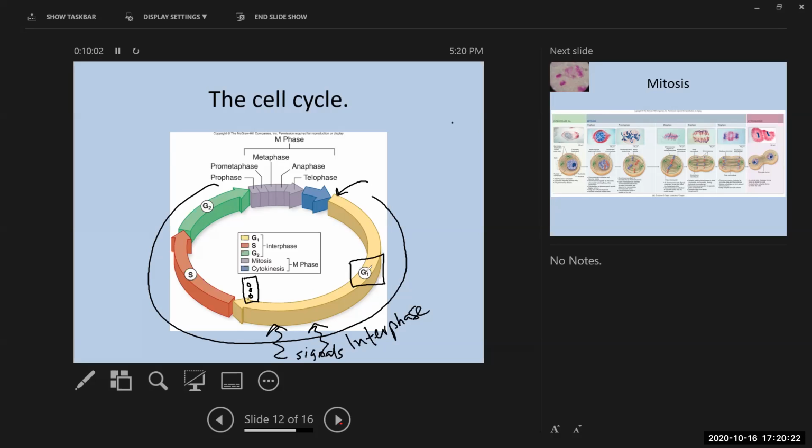All right, so if that cell does receive enough of the signals and gets the green light to go into division, what's going to happen is that G1 cell is going to go into the S phase. Now, what happens in the S phase is that the DNA is duplicated. And so let's just talk about what we mean by that.